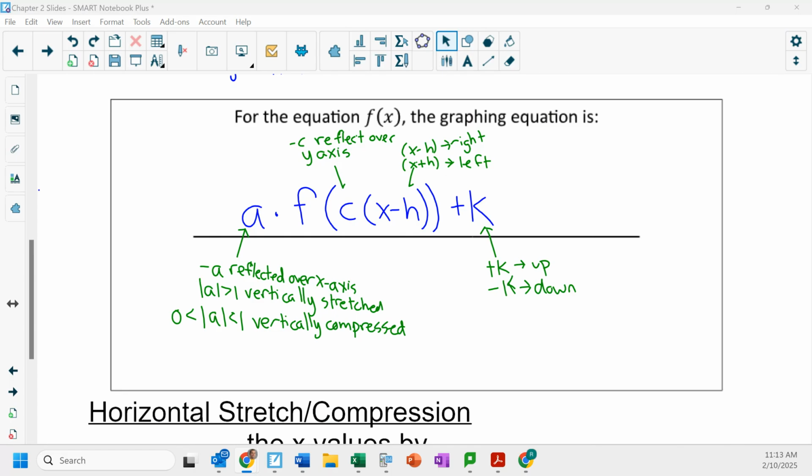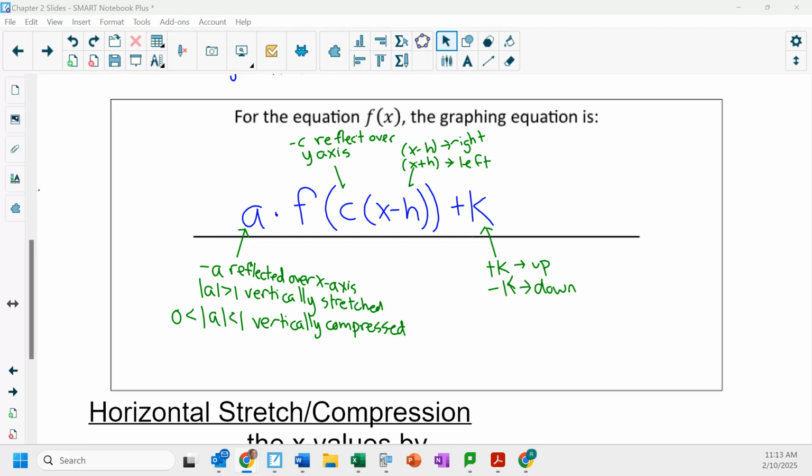All right, so you want to get out that blue packet from the parent graph packet that we worked on last week. And on the third page, I believe it is, we kind of had our general equation that we could use for moving or transforming all of our equations, no matter what parent function. So again, just a quick reminder, we said if there was a number in front of that function, it can do one of three things.